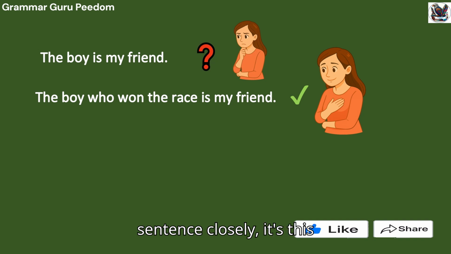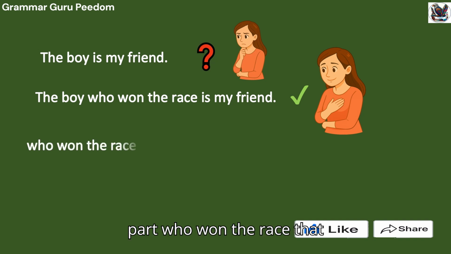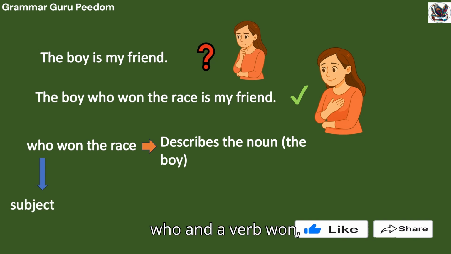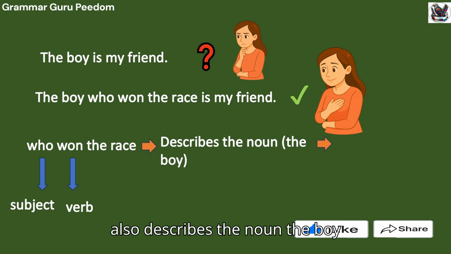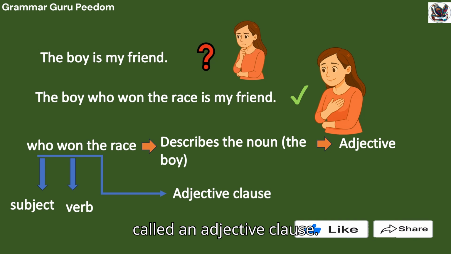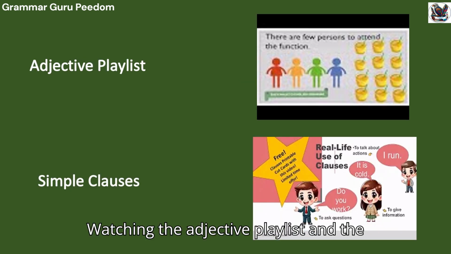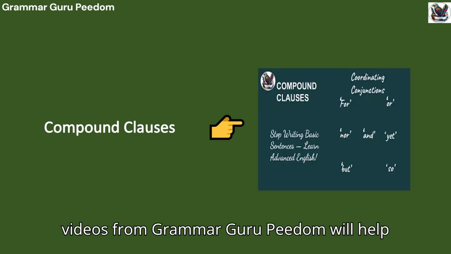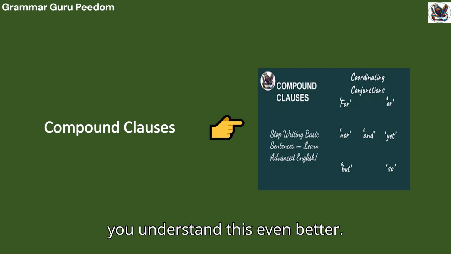If we observe the sentence closely, it's this part, who won the race, that helps describe the boy and lets the mother identify him. This part of the sentence has a subject, who, and a verb, won, so it's a clause. It also describes the noun the boy, which means it functions like an adjective, and that's why it's called an adjective clause. Watching the adjective playlist and the simple clauses and compound clauses videos from Grammar Guru Peedom will help you understand this even better.